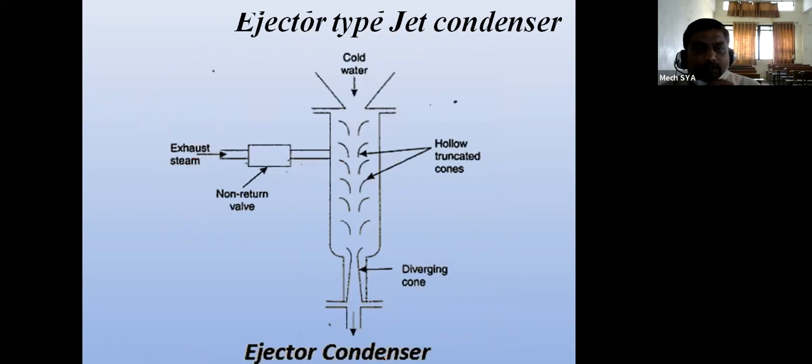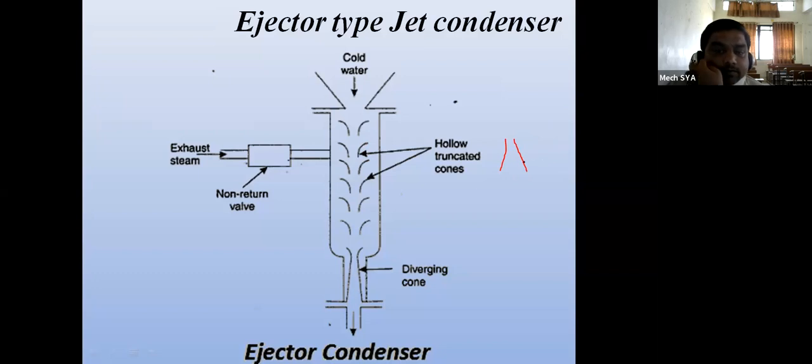Now, one more type of jet condenser is called what? The ejector type of jet condenser. So what is there in this case? Here hollow truncated cones are used. These truncated cones have a convergent and divergent nature. This is convergent, and at the end it is going to be divergent.